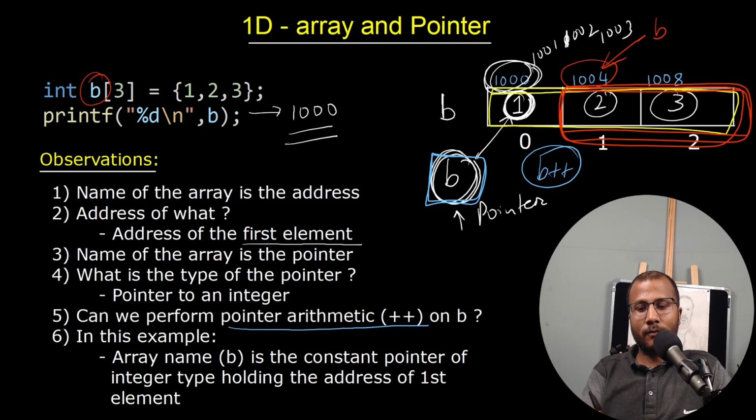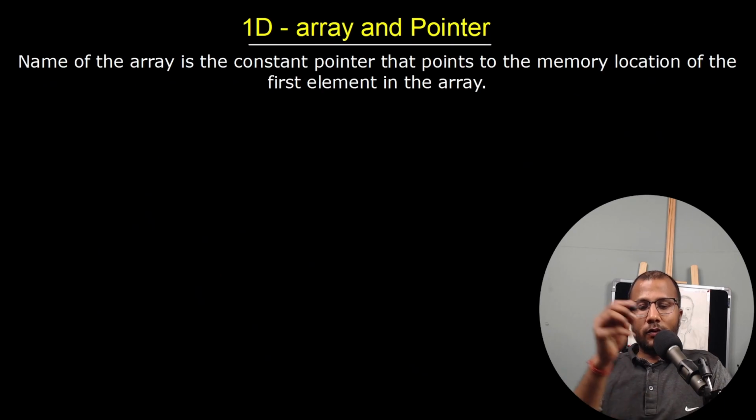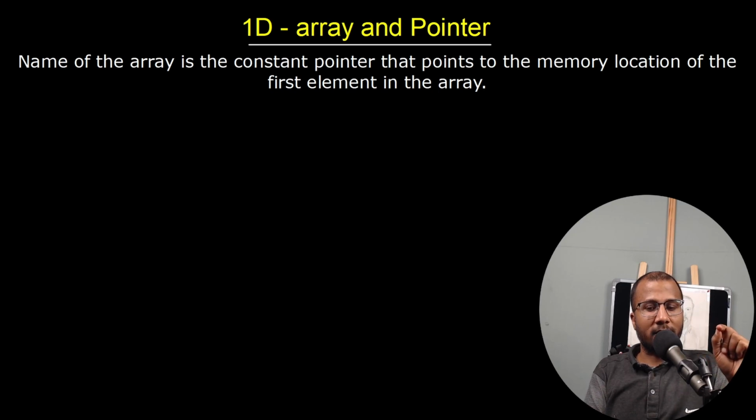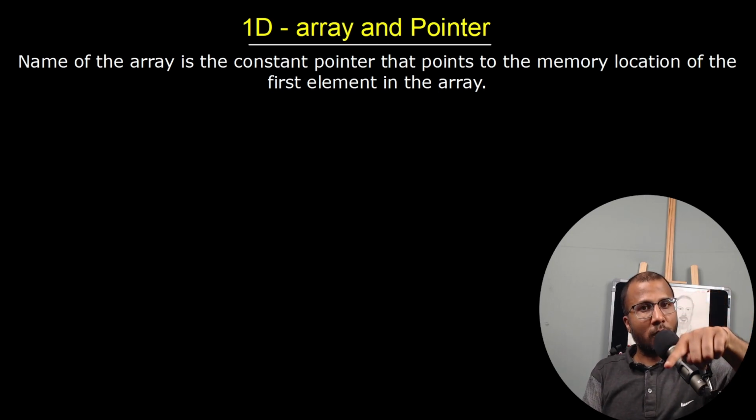So we got that point in. Now let's try to quickly revise. We have already noted down that the name of the array, any array for that matter, is a constant pointer. It's a pointer, but it's a constant pointer. A constant pointer is a pointer that cannot be modified, and that pointer points to a memory location, because a pointer will be pointing to a memory location, right? Of whom? Of the first element in the array.